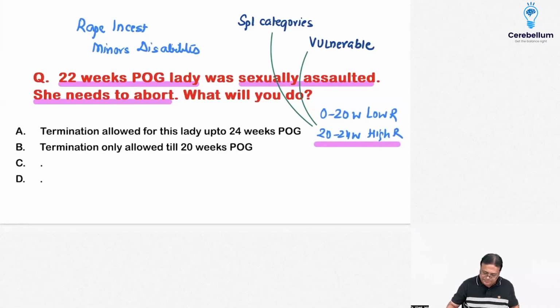Right? Okay, paired t-test was in first. Thank you so much. Even if it is a minor, even if it is incest, it still falls in the special vulnerable category, high risk, 20 to 24 weeks. Yes, it is allowed. Termination is allowed to be done for up to 24 weeks, right?